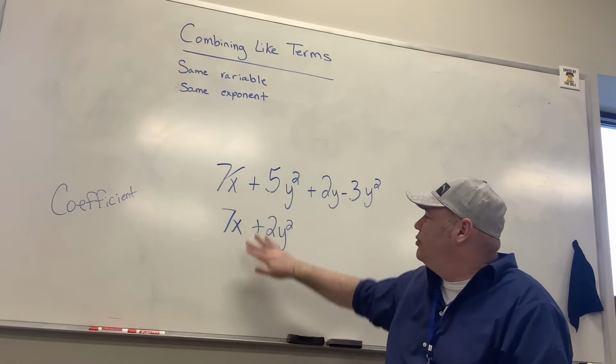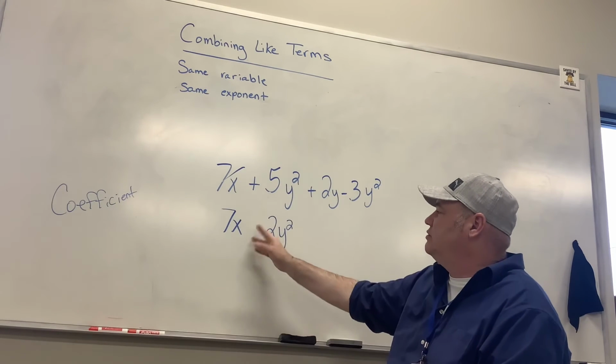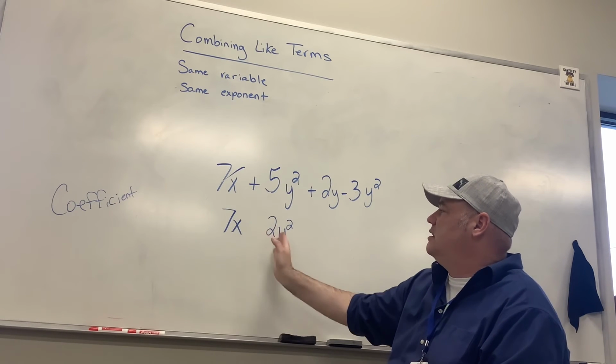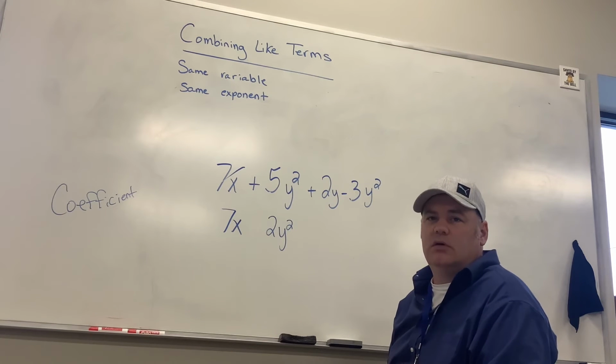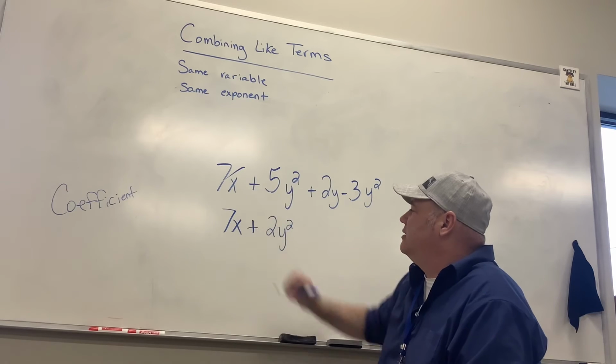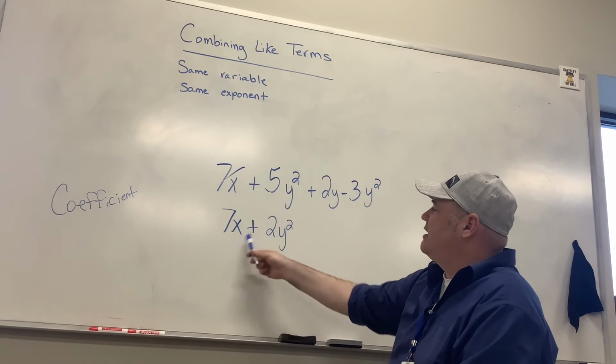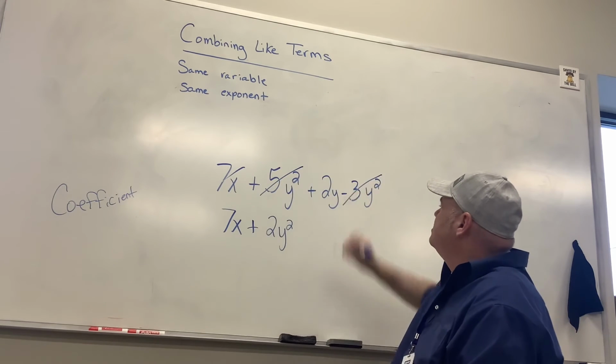And the reason why I need to put that plus sign to show the positive, if there's no sign there, then it looks like you've combined those two. You've put them together, you're missing a sign. So that's why I put that there's positive 2y squared. So 7x plus 2y squared, I use these two things.